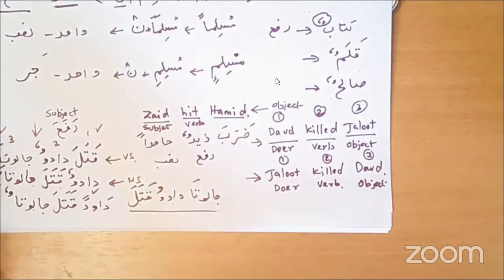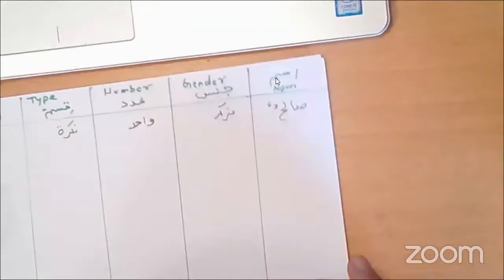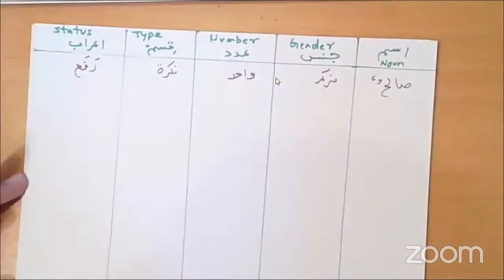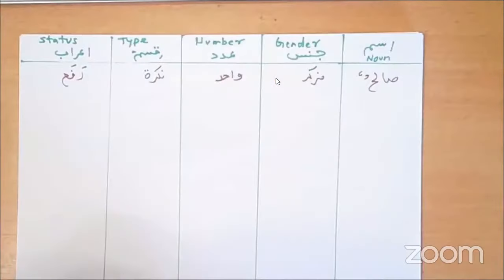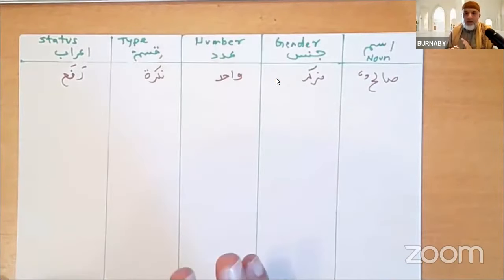Others also benefit from that. The same sentence in English can only be written one way, which is "David killed Jalut," if I want to say that. But in Arabic, we can say it in many different ways, more than one. Yes, that's correct. Okay, so can we go back to our exercise now, Brother Abid?